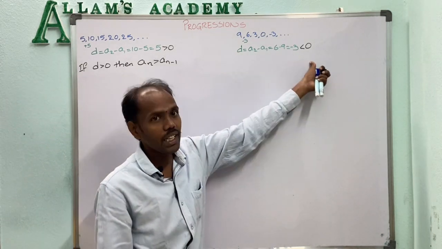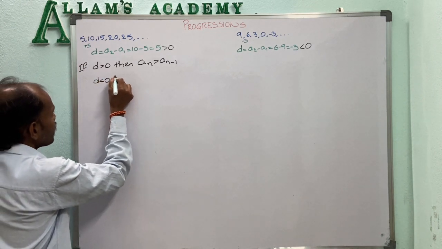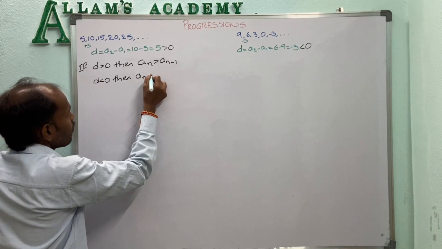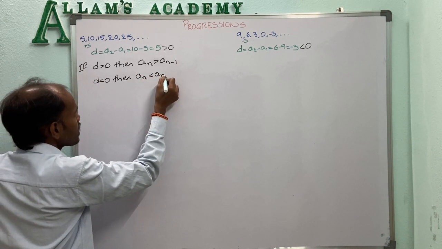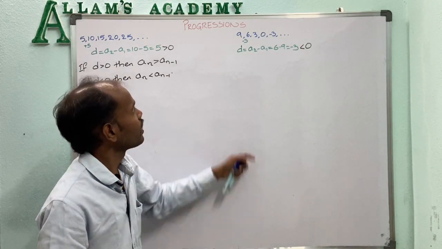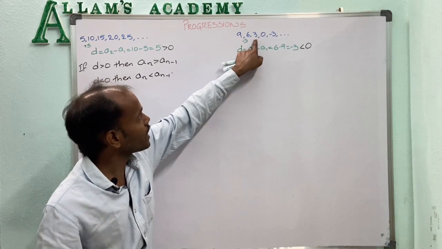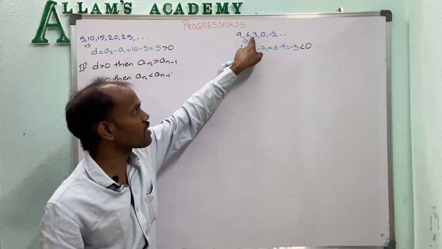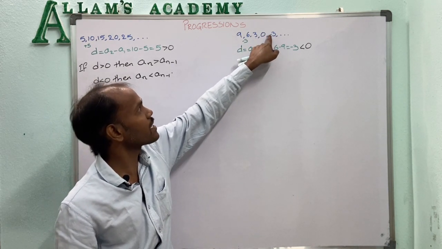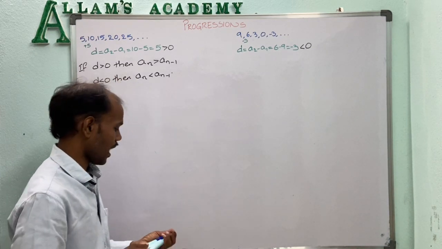Now if the common difference is less than 0, then the second term compared to the first term is less only. So an is less than an minus 1. So now 6 compared to 9 is a less value only, 3 compared to 6 is less, 0 compared to 3 is less, minus 3 compared to 0 is less. That model we can write.